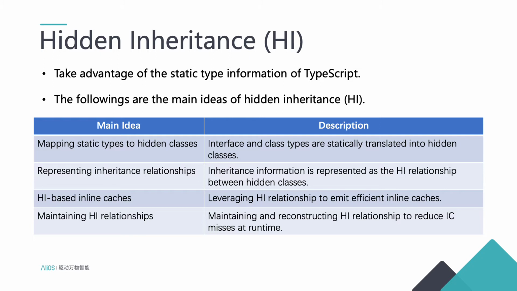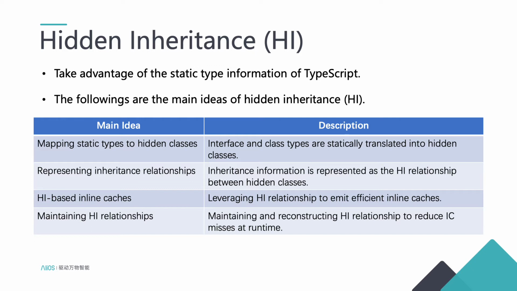Now we have the background in mind. The goal of this paper is to solve the problem of inline cache misses in TypeScript programs where type polymorphism is very common. To achieve this goal, we generate more efficient inline caches by exploiting the static type hierarchy information of OOP-style TypeScript programs. Specifically, we implement an inline caching design called hidden inheritance. By leveraging the interfaces and classes inheritance relationship and static types, hidden inheritance can produce efficient inline caches for the OOP-style polymorphic operations. We present the main ideas of hidden inheritance as listed in this table.